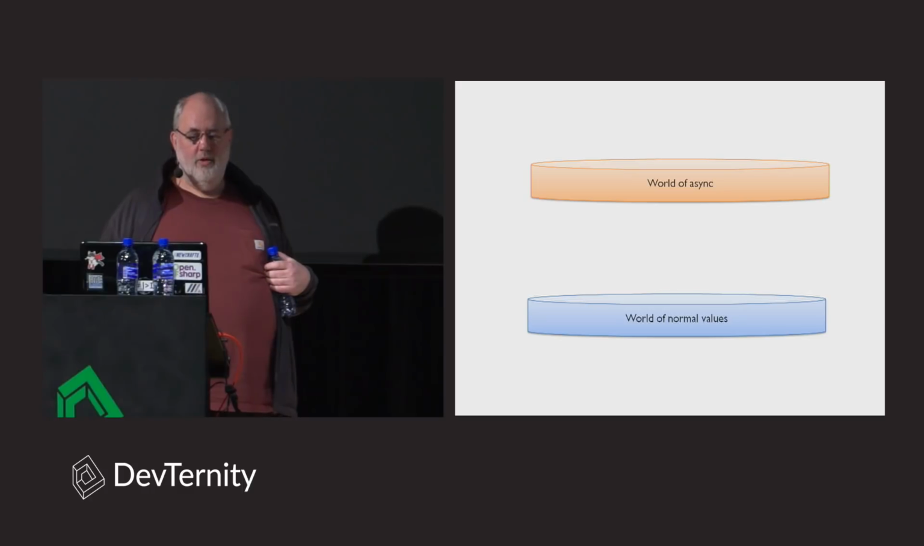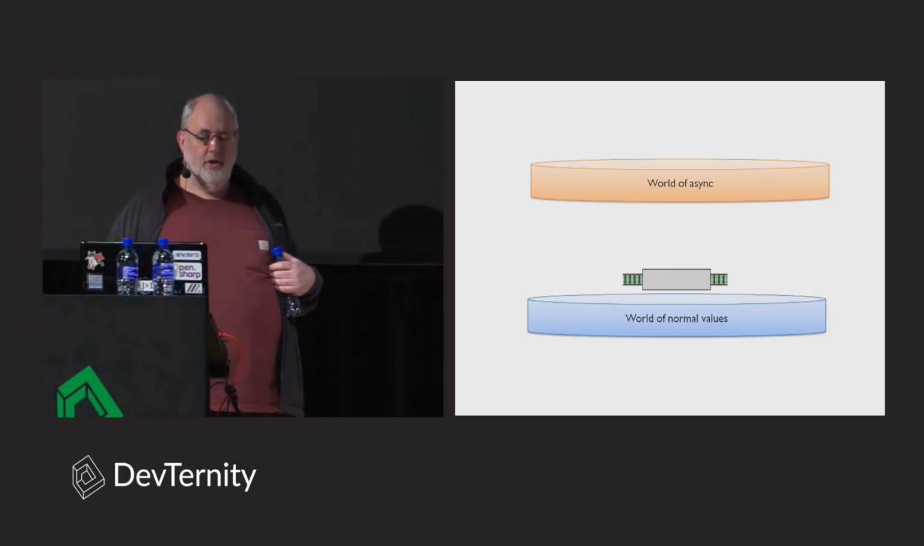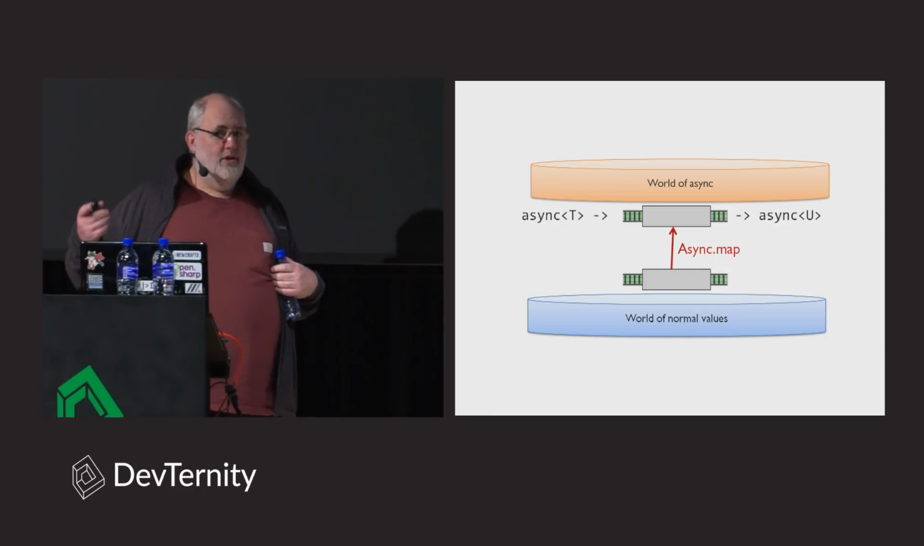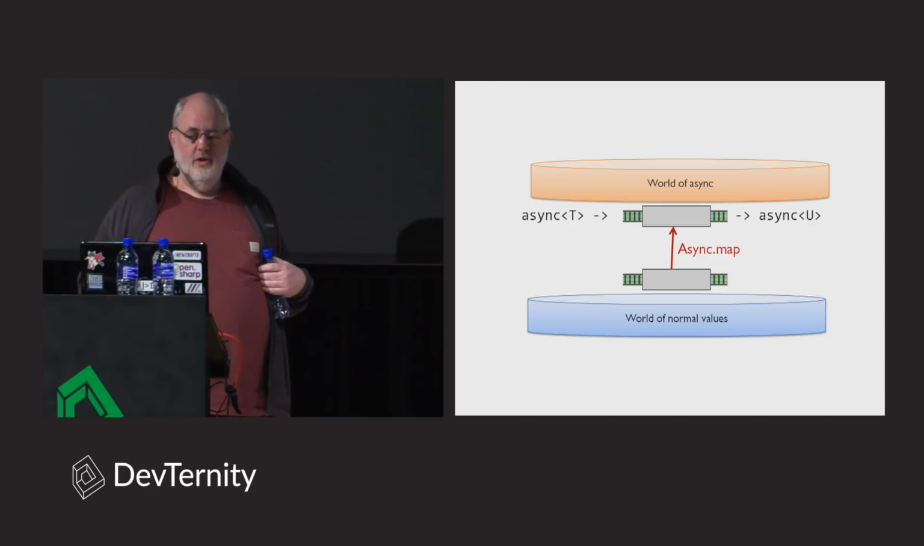And we can do the same thing with async. We have a normal value, function works with normal things. Let's say we have a world of async values or tasks or something, and we want to transform these values. Do exactly the same thing. There's an async.map.